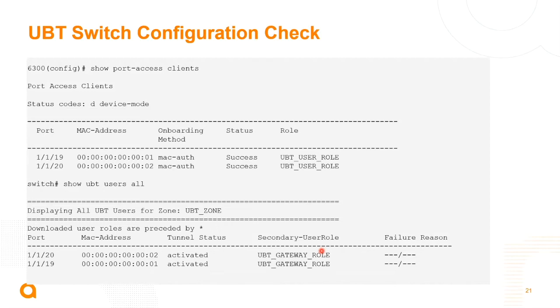As always, when you're trying to troubleshoot or verify, the first thing is to verify with show port access clients that the client was authenticated and then it was able to get a role. That's your first step. If it's not getting a role, then you might need to go check the role.